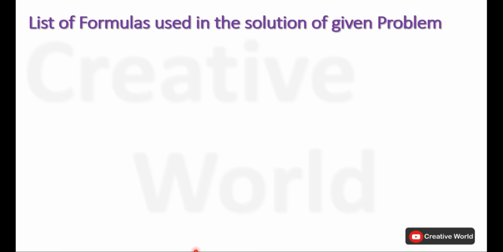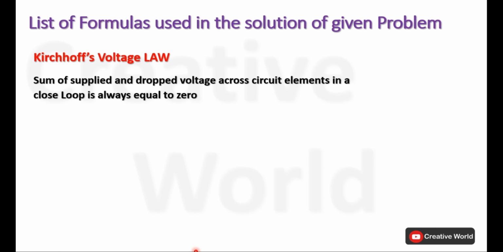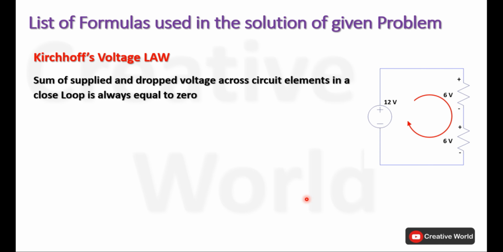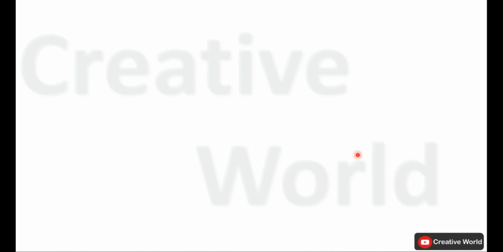While solving this problem, we will be using Kirchhoff's voltage law. This law states that the sum of supplied and dropped voltage across circuit elements in a closed loop is always equal to 0. According to this law, the cumulative supplied and dropped voltage inside a closed loop is always 0. Now move towards the problem.